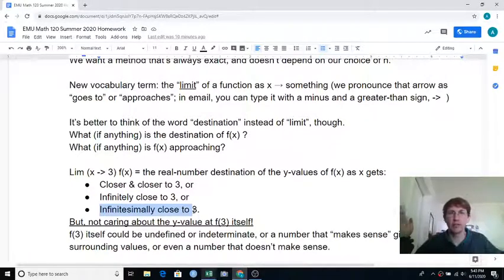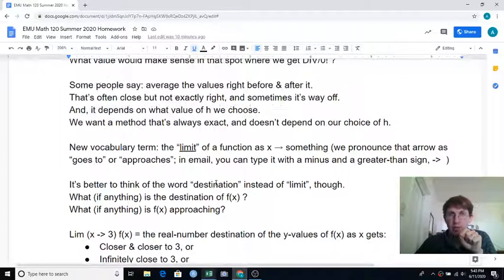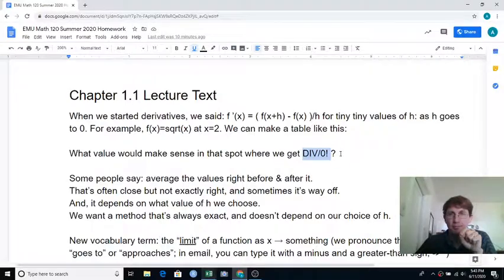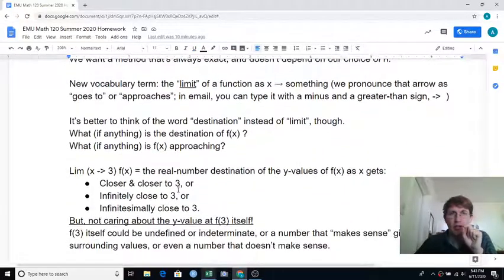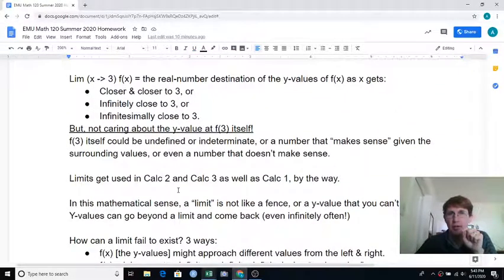Infinity is really huge, and infinitesimal is really, really tiny. So tiny it's basically 0, but not 0. But the point here is we don't care about the value of f at 3 itself, because we were getting a divide by 0, right? So we want some definition that tells us what number goes there based on the behavior near there, but not caring about whether I get a divide by 0 there or not.